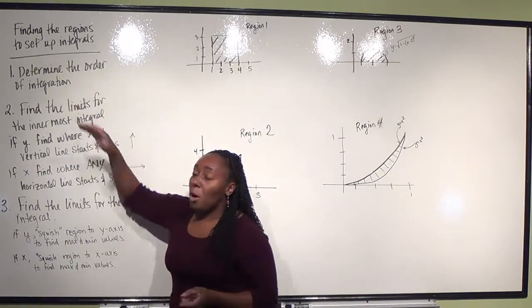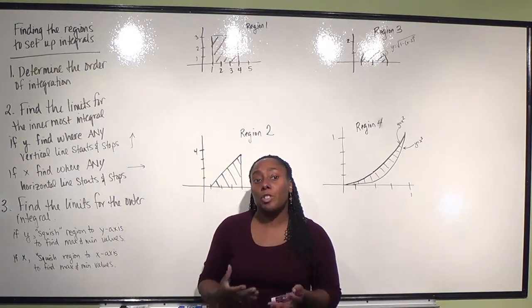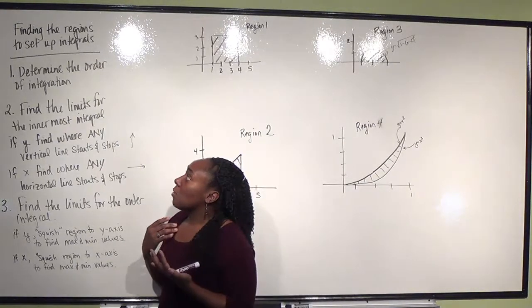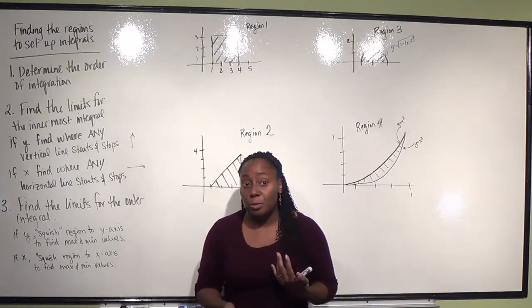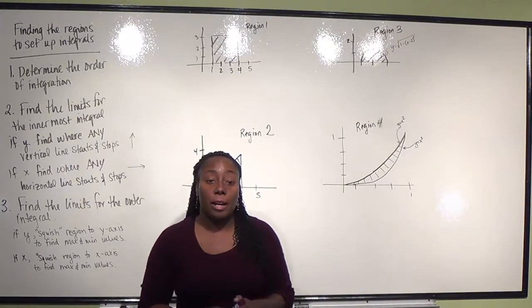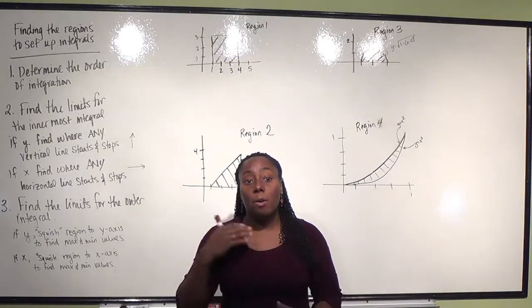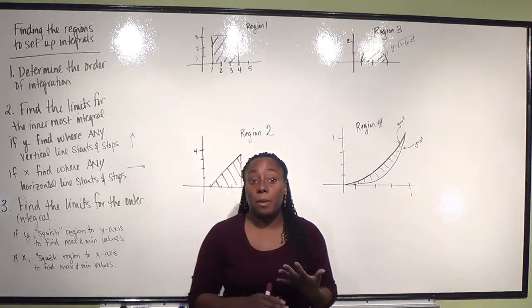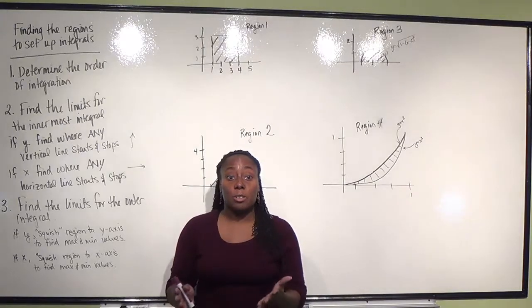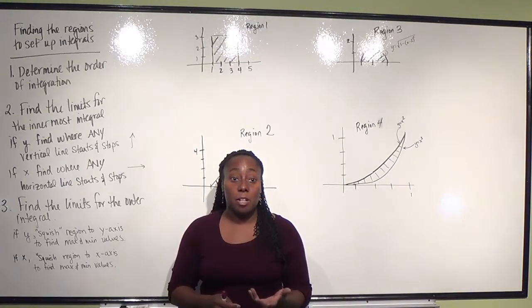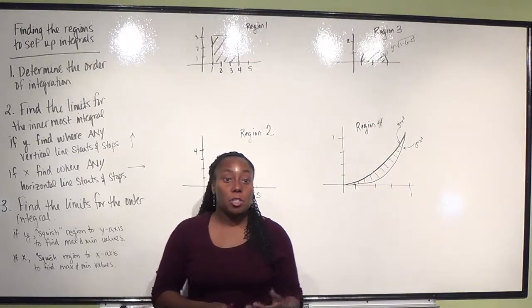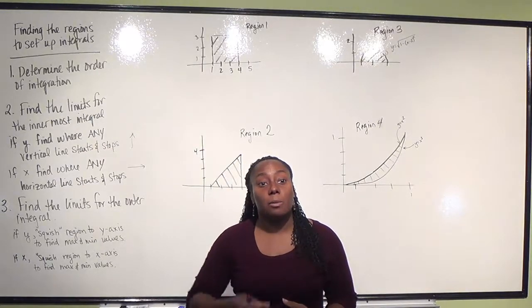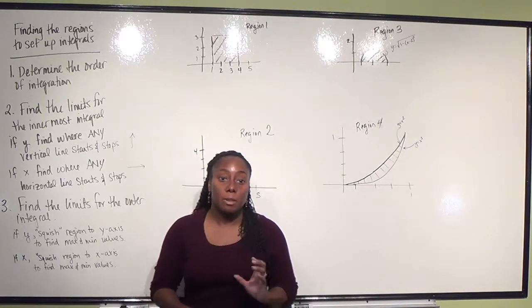The first thing I'm always going to want to do is figure out which order of integration I want to do. If I'm looking at a two-variable function, I have the integration dy dx, or I have the integration dx dy. And it is going to depend on a couple of things. One, what your region looks like, but it's also going to depend on my function. Some functions I may not be able to integrate with respect to one of the variables very easily.